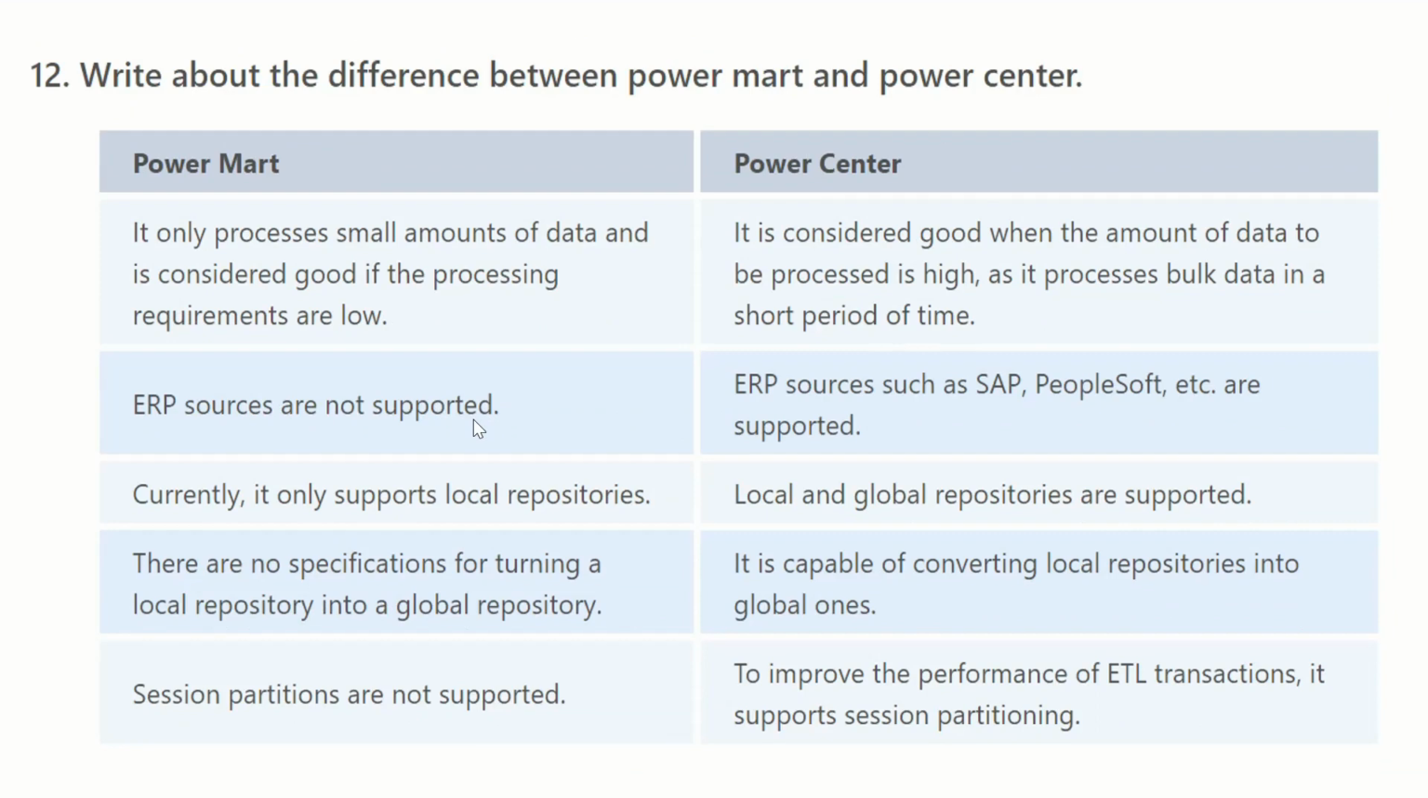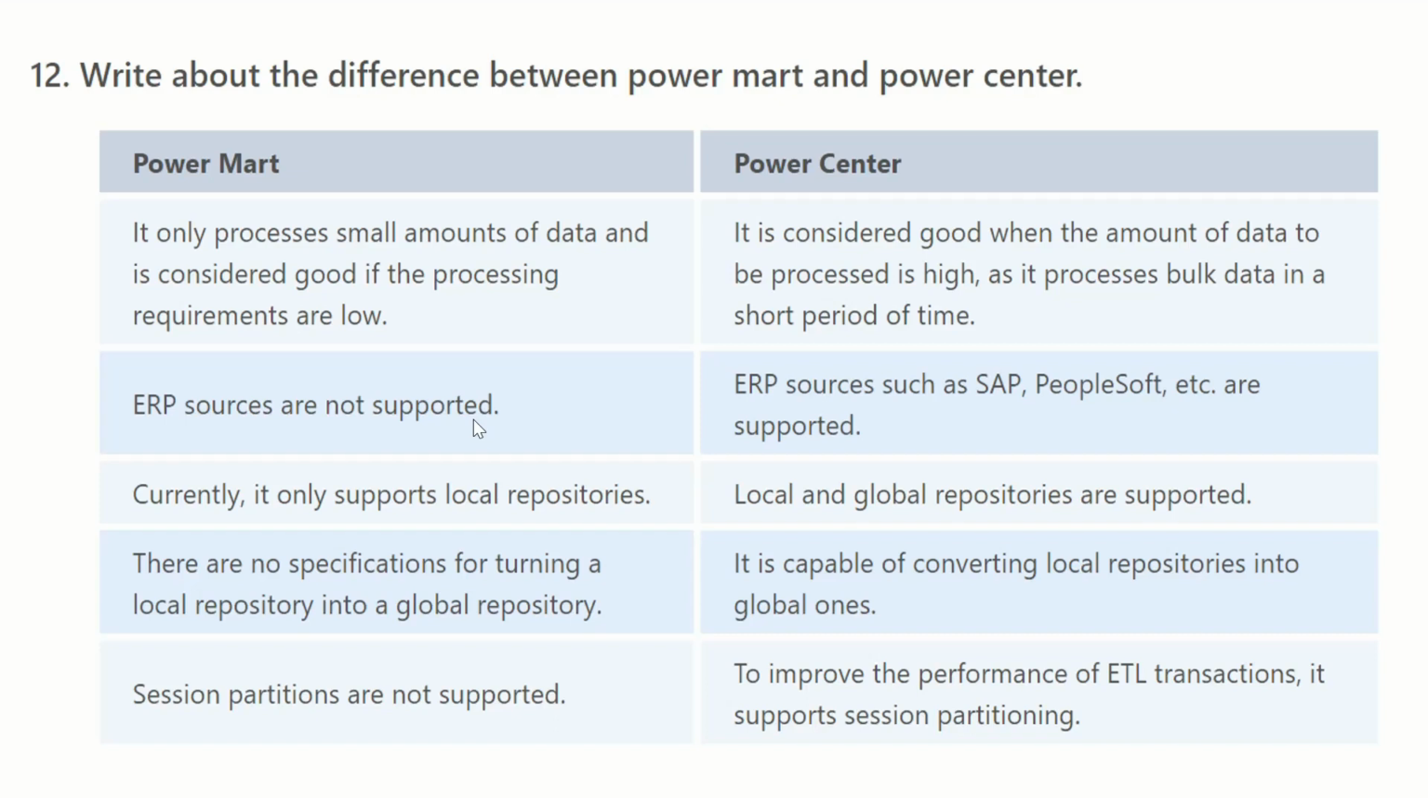The first point in Power Mart is it only processes small amounts of data and is considered good if the processing requirements are low. And the first point in Power Center is it is considered good when the amount of data to be processed is high, as it processes bulk data in a short period of time. The second point in Power Mart is ERP sources are not supported. And the second point in Power Center is ERP sources such as SAP, PeopleSoft, etc.